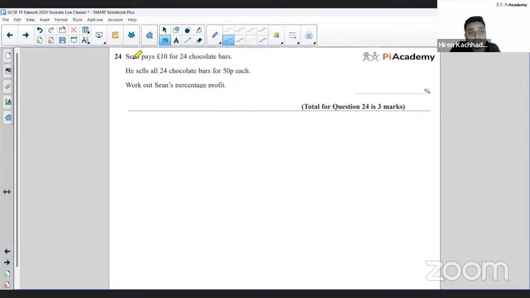So I'm reading this question for all of you. Sean pays 10 pounds for 24 chocolate bars, okay? Now the next line is, he sells all 24 chocolate bars for 50p each. So the question to you is, work out Sean's percentage profit. So here we are going to find the percentage profit. Okay. And this is for 3 marks.